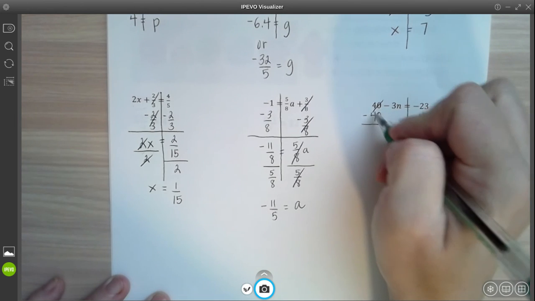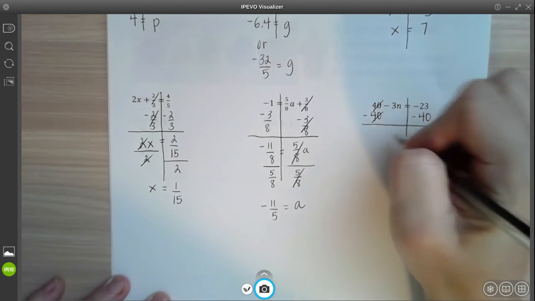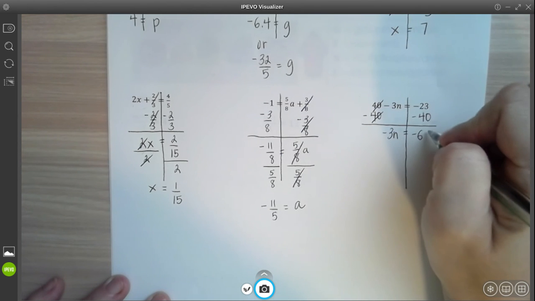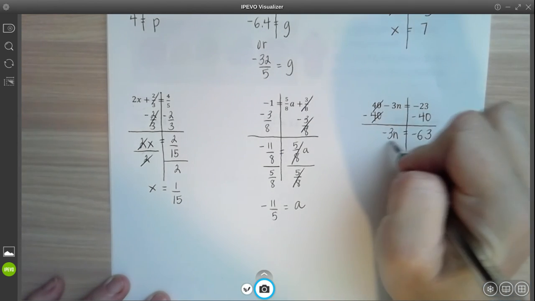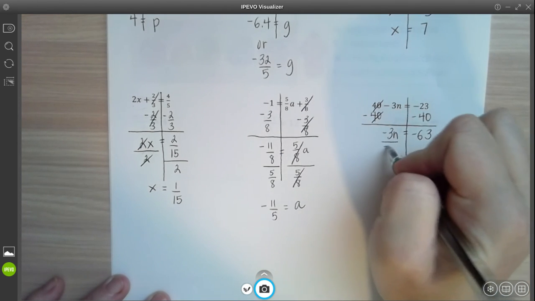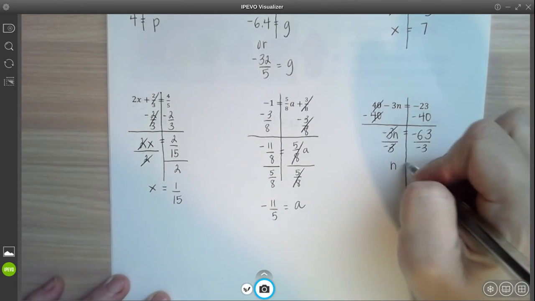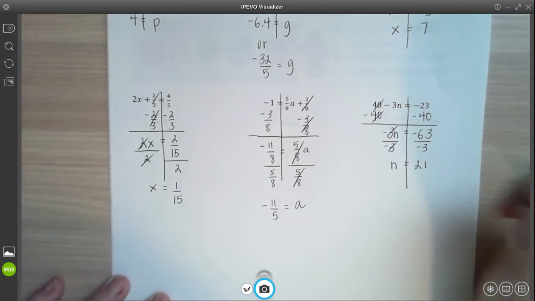40 minus 40 makes 0. That's what we want. Bring down that -3n. And here, if I subtract, I'm going to get a -63. And now I have -3 times n, so I'm going to divide by -3 on both sides. And we're going to have n equals a positive 21.